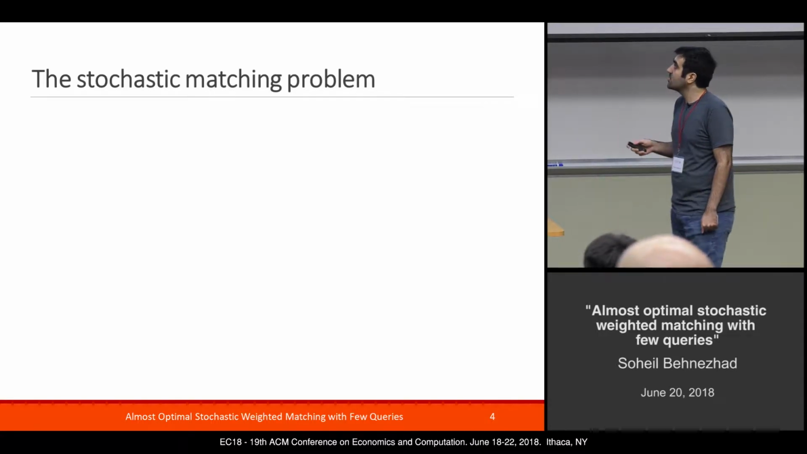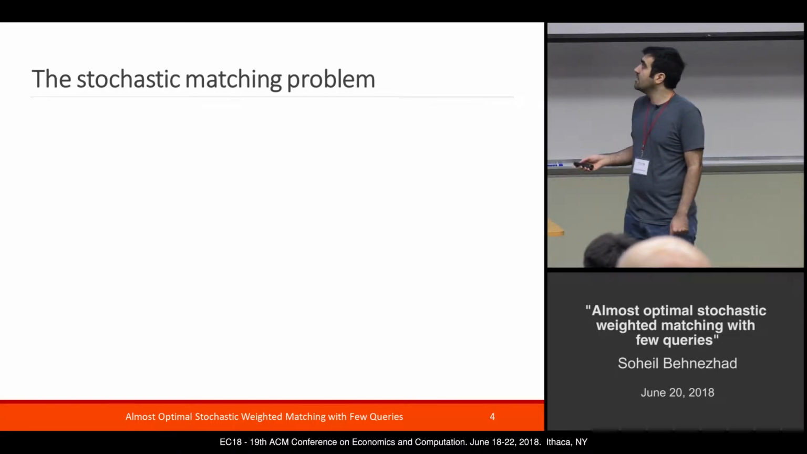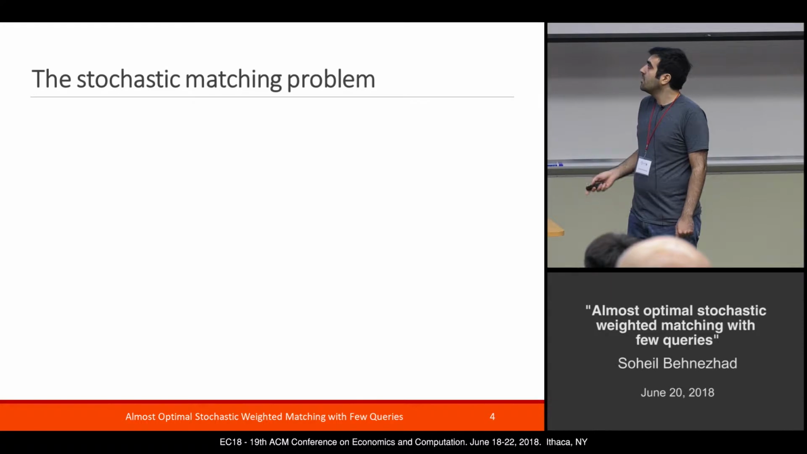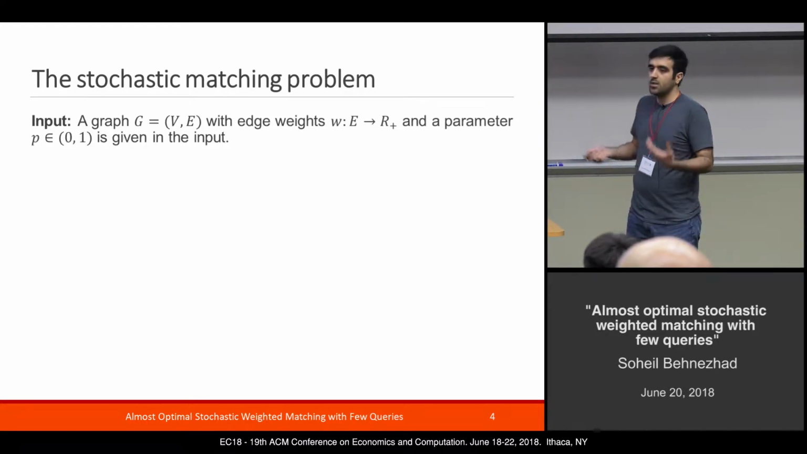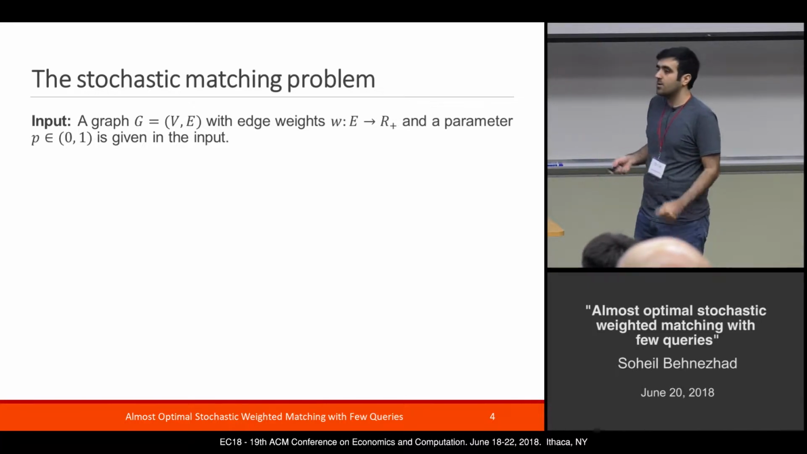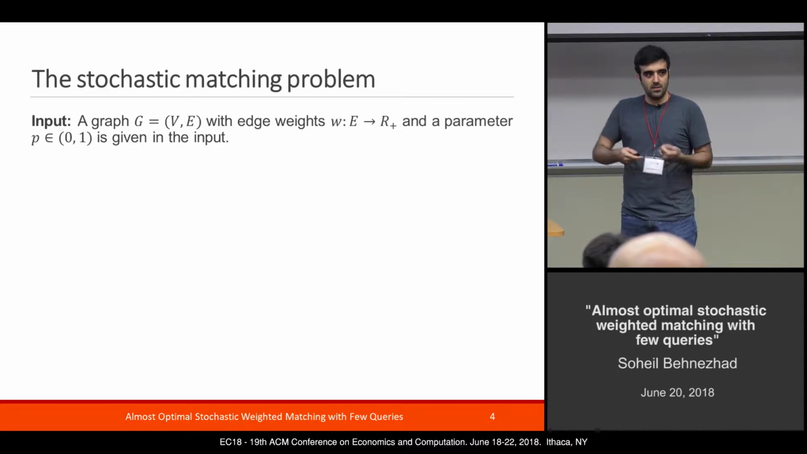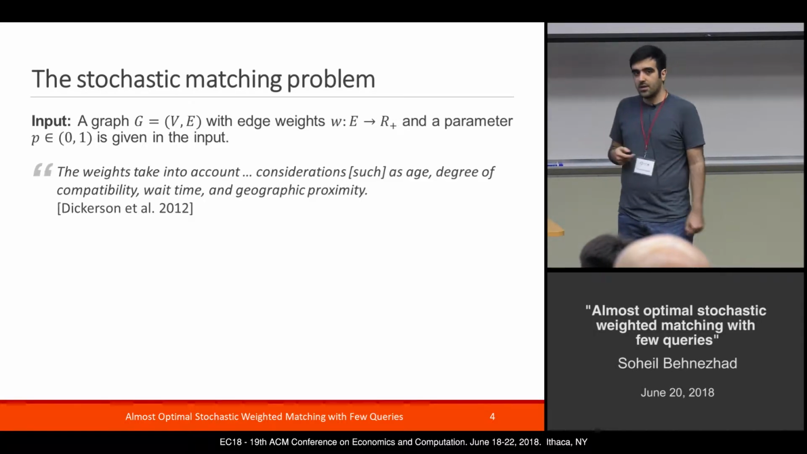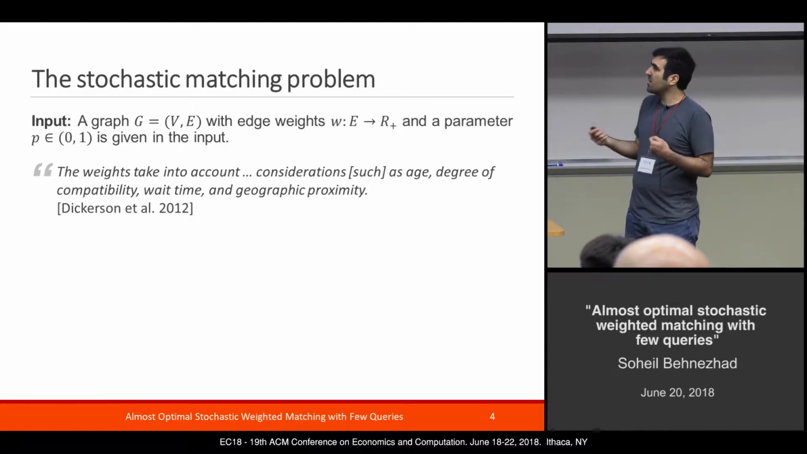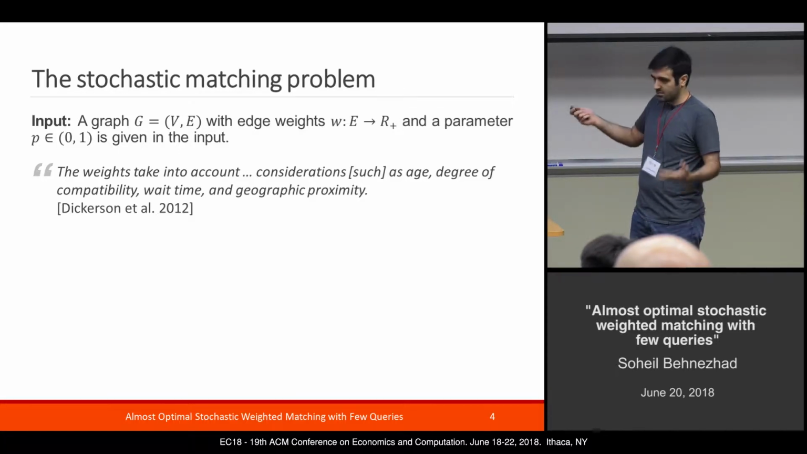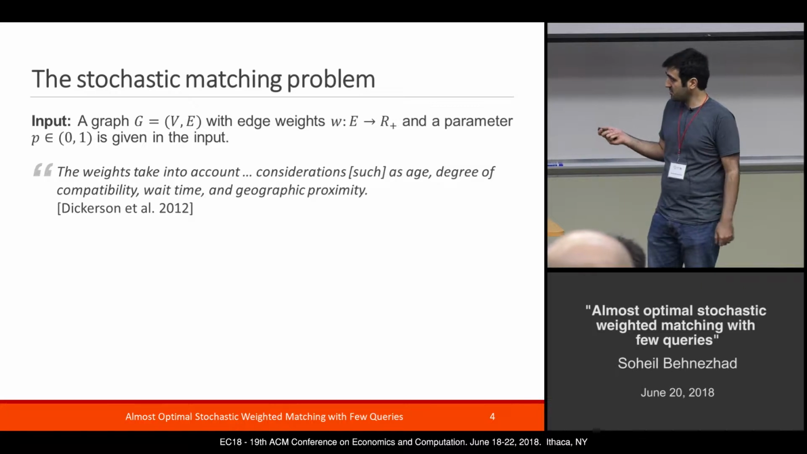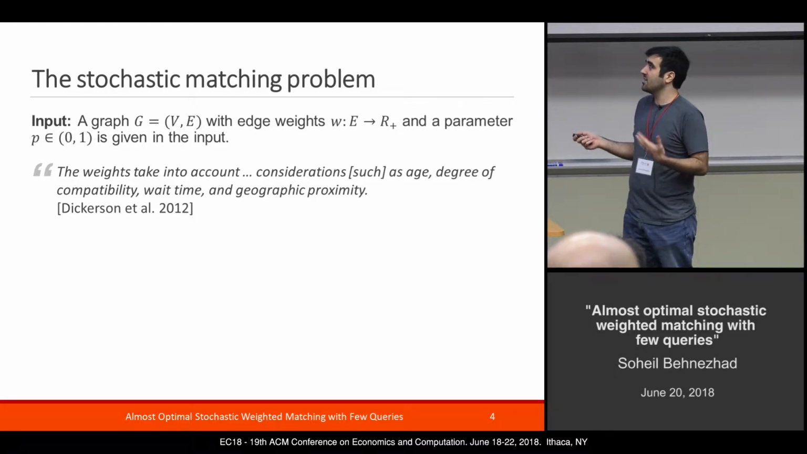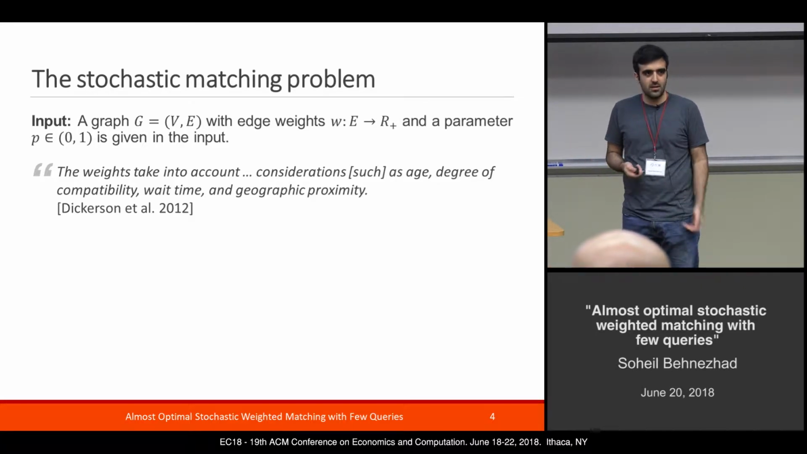So let's get to the actual theoretical model for this. We are given a graph G with positive edge weights on the edges. And we are also given a parameter p between 0 and 1. And for the application of kidney exchange, the weights are important because they can take into account considerations such as degree of compatibility, wait time, geographic proximity, and so on.